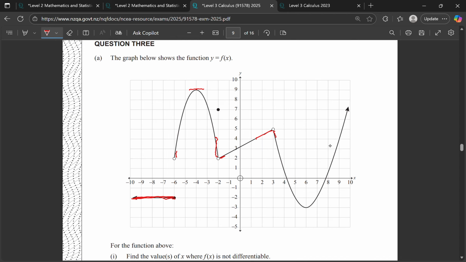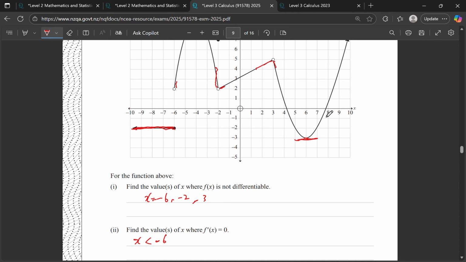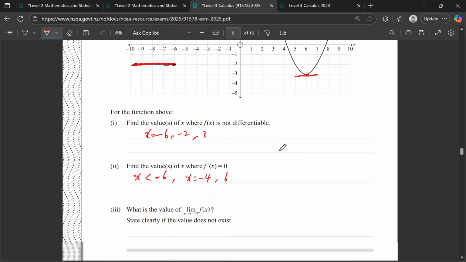And if you see over there, that's a turning point, right? So we have to spot all the turning points. That's a gradient of 0, and that's another gradient of 0. So it's a local minimum and a local maximum there. Which is when x is less than -6, and when x is -4 and 6. That's a gradient of 0.